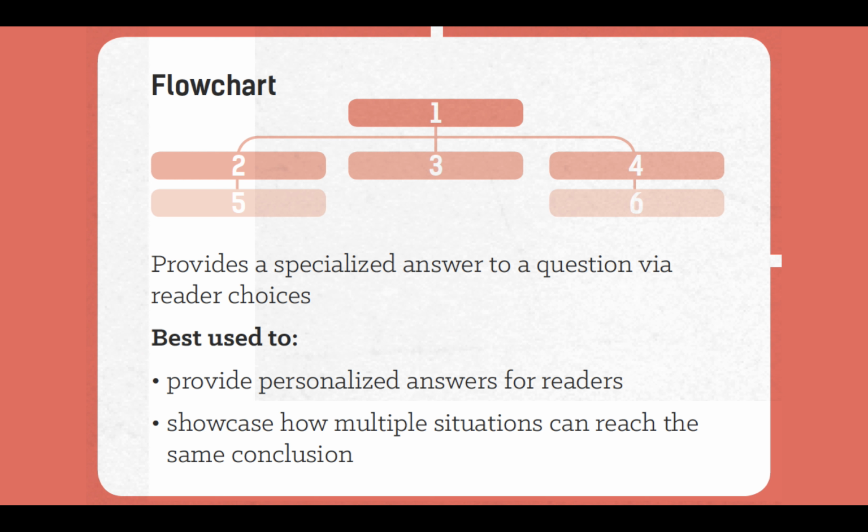Flowchart, many people have seen this. It provides a specialized answer to a question via reader choices. So here, 1 is at the top. You choose 2, 3, or 4 and go down that path. Flowcharts are best used to provide personalized answers for readers depending on the pathway you choose, and it can help showcase how multiple situations can reach the same conclusion or different ones, like in this case.